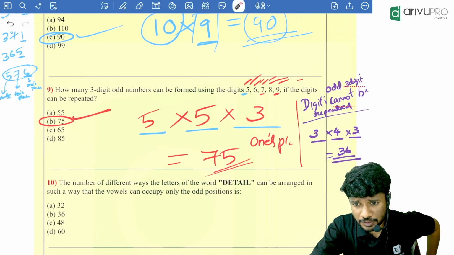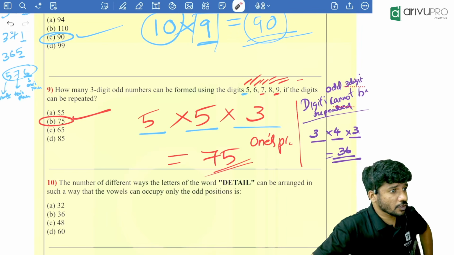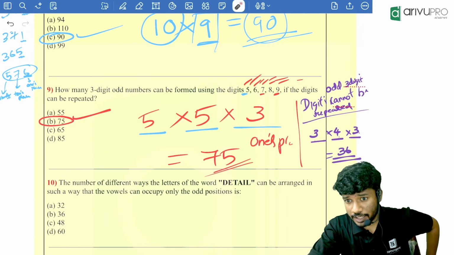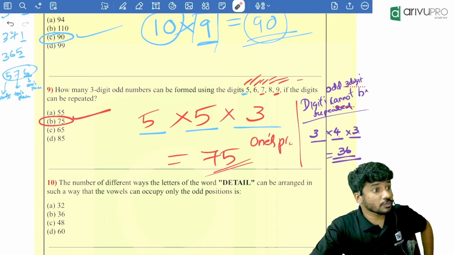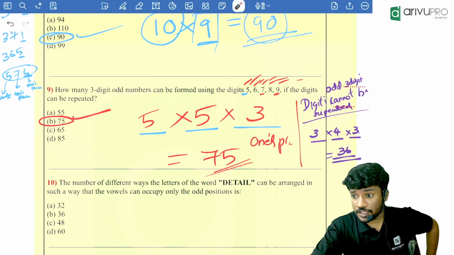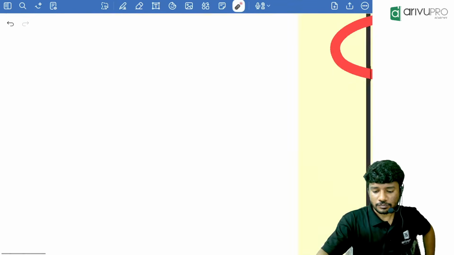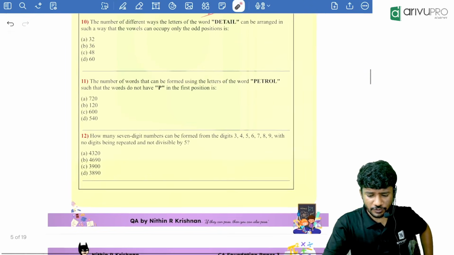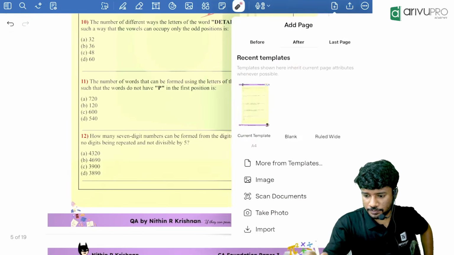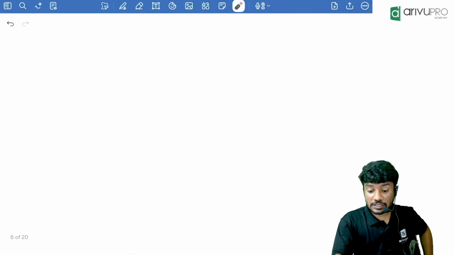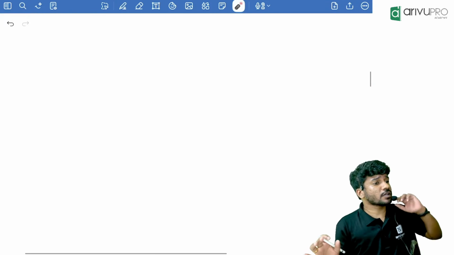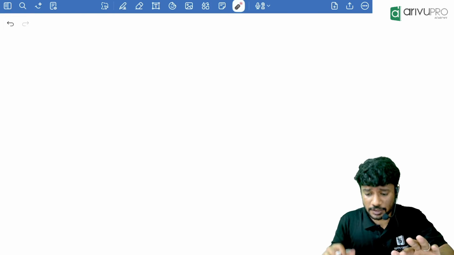Is it clear, people? So, with repetition and without repetition is always important. Until and unless repetition is mentioned in the question, we will not take it as repeated. Okay? We will go for no repetition. Now, I'll give you more questions from this, because these are basic things. If you don't know this, sometimes you will never be able to answer complicated questions.